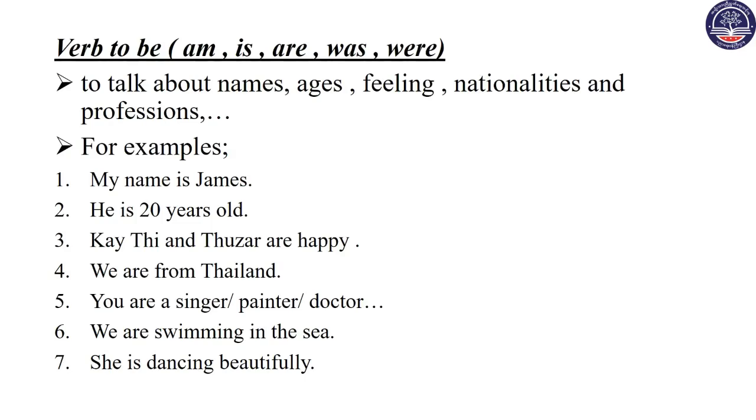My name is James. He is 20 years old. Katie and Tushar are happy. We are from Thailand. You are a singer. You are a painter. You are a doctor. We can also use verb to be as a helping verb. For example, we are swimming in the sea. She is dancing beautifully. In these sentences, verb to be is used as a helping verb.